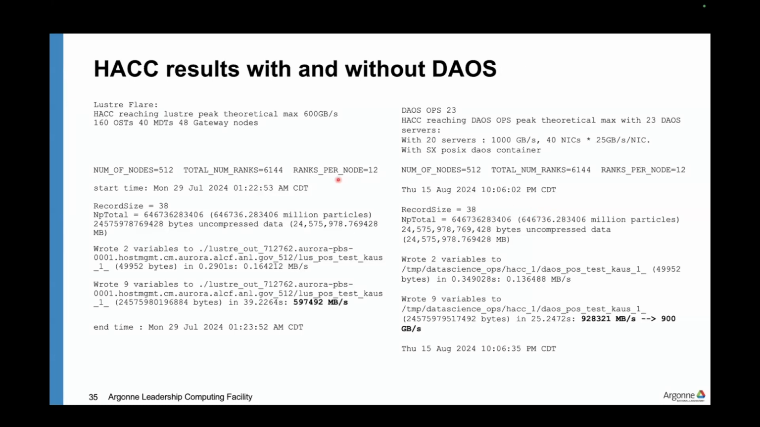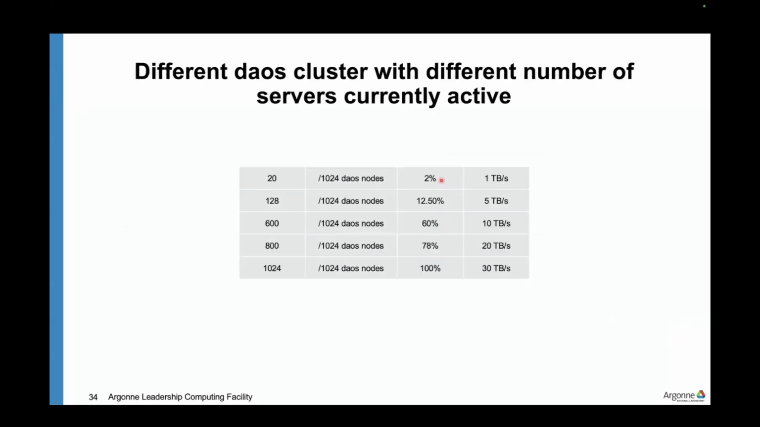So this is an example from the HACC-IO benchmark. When they ran on Lustre, Lustre's theoretical peak maximum is 600 gigabytes per second. We cannot get any more than 600, even when you use all of the OSTs and MDTs. So you can see that we got close to 600. And when we had around 20 DAOS nodes, we were able to get 900 gigabytes per second with just 2% of the total DAOS nodes up and running.